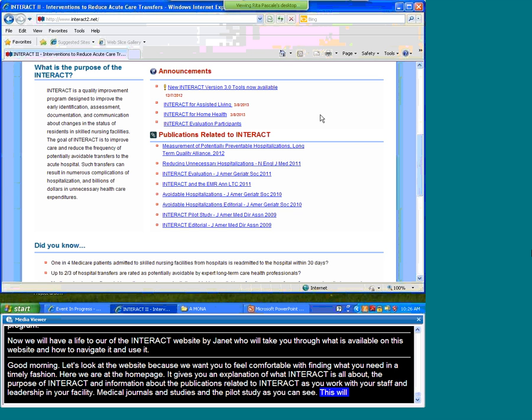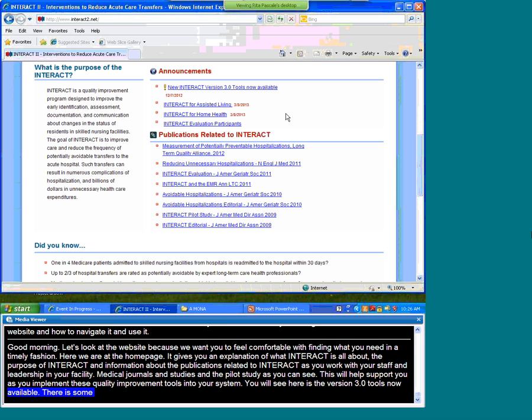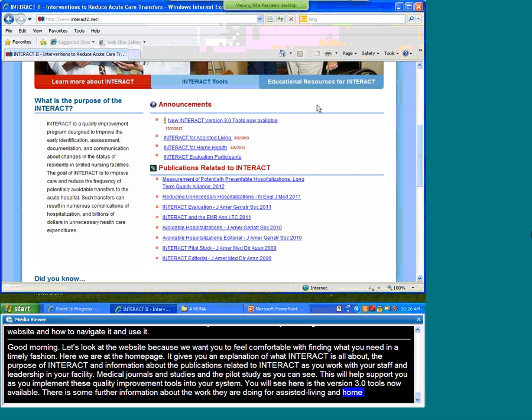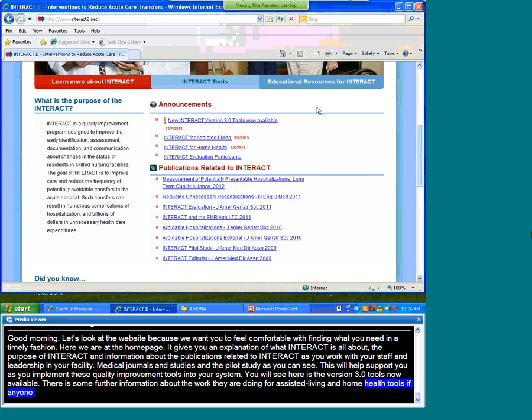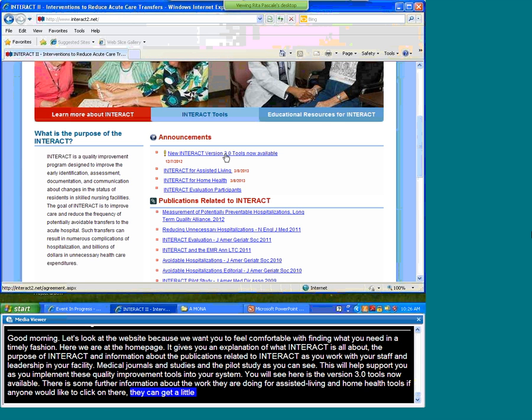And then here with announcements, you'll see that here's the version 3.0 tools now available. And there's some further information here about the work they're doing for assisted living and home health tools. If anyone would like to click on there, they can get a little bit more information about participating in the formation of tools. Okay, I'm not going to click here, but you can also click right under announcements to get to the tool part of the website.